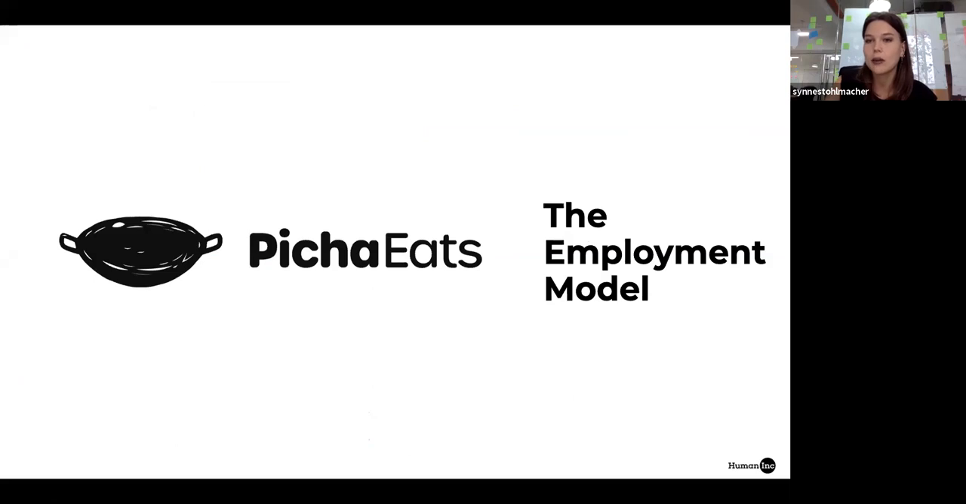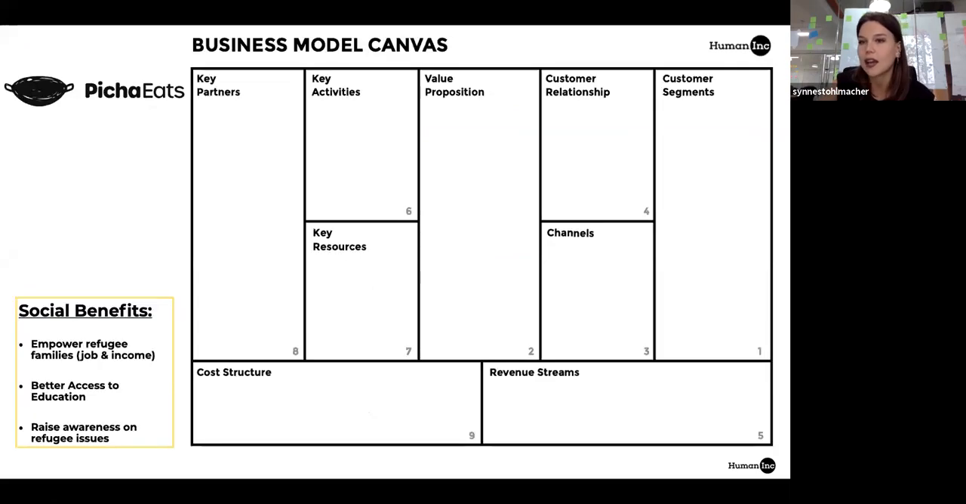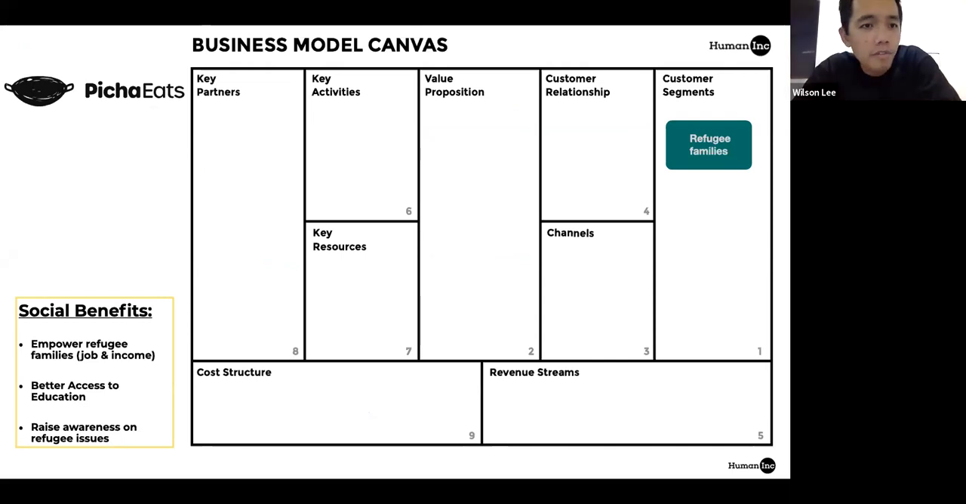So this is the employment model. So what does it look like, Wilson? Thanks, Sina. I'm not sure if most of you know Teacher Eats, but anyway, it's a local startup.